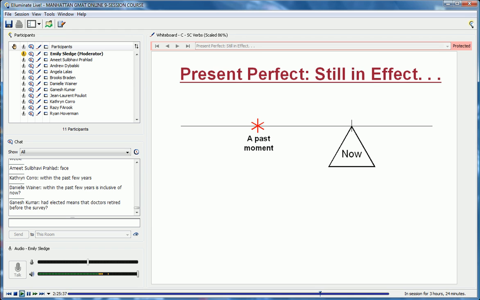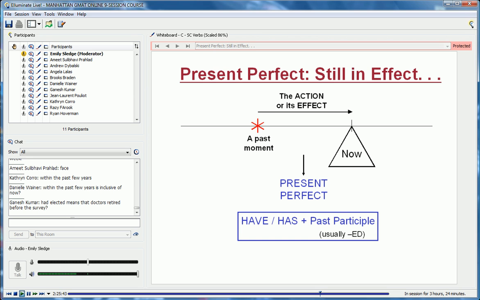And so that's our little introduction to present perfect. It's used for actions that are still going on or still in effect. The doctors are still electing, and they started to do so in the past, but it's still true that doctors are electing to retire. And you create it with a present tense helping verb, either have or has, depending on the number of your subject, plural versus singular, and then the past participle again.